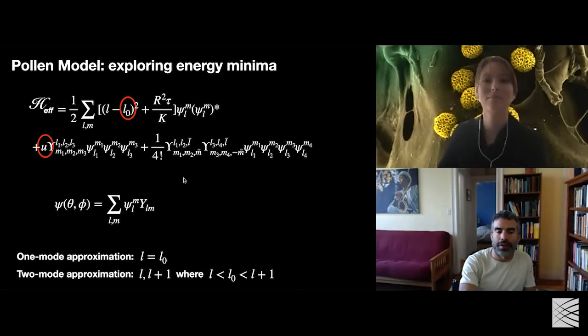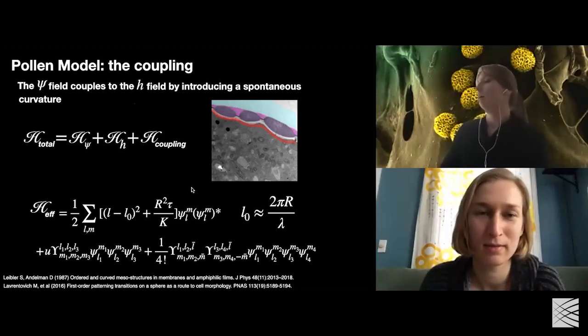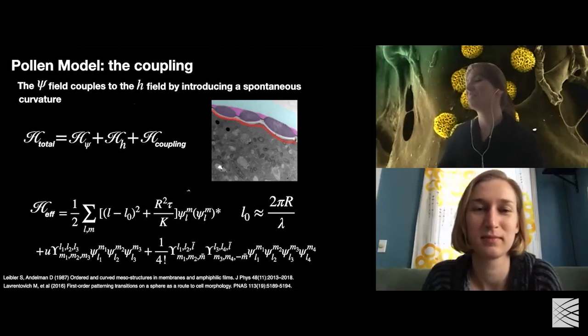Asja, on the previous slide, you had L naught being approximately equal to the characteristic wavelength. Why is it approximate? Good question.